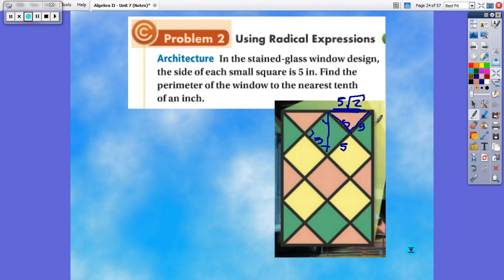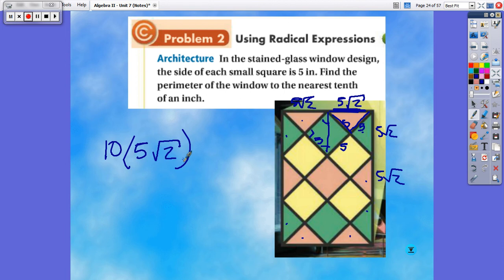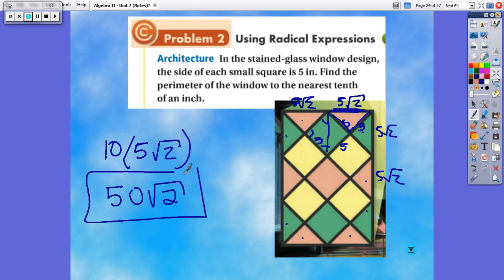So now the question's asking you to find the perimeter of this figure. So if this is 5 root 2, you know that this is going to be 5 root 2, 5 root 2, 5 root 2, all the way around. So now I have 1, 2, 3, 4, 5, 6, 7, 8, 9, 10. I can do 10 times 5 square root of 2. Or you could add them all together. It's up to you. Your answer becomes 50 root 2, and that's the simplest form you can get. So that's your final answer.